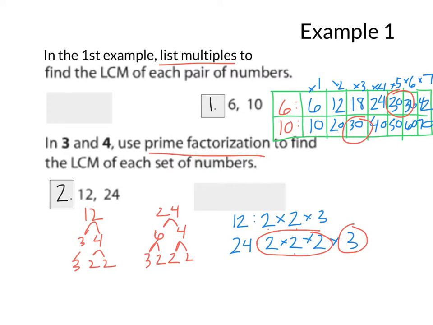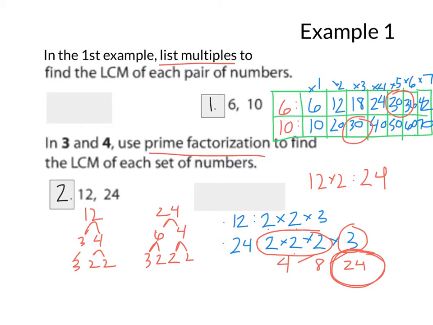Now I'm going to multiply these numbers to find the least common multiple. 2 times 2 is 4, times 2, that's 8, times 3, that's 24, meaning that the least common multiple of 12 and 24 is 24. To check that, I'm asking myself, can 12 multiply to equal 24? Yes, 12 times 2 is 24. That would be the prime factorization method.